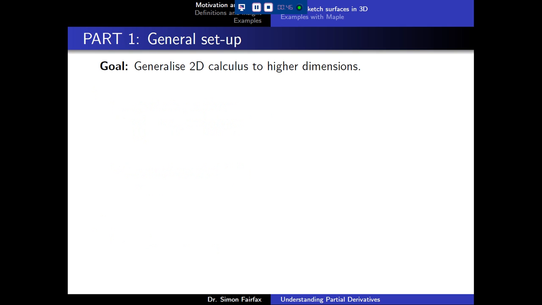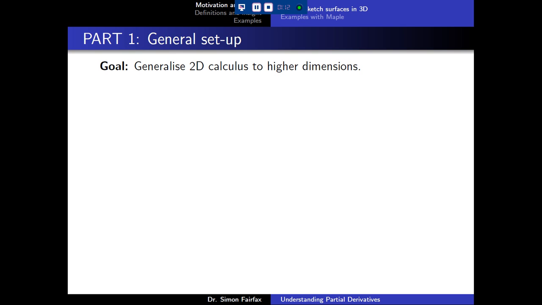Okay, so part 1, the general setup. So here's the goal. We want to generalize 2D calculus to higher dimensions. So in 2D calculus, we have an independent variable x and some function. We put x into the function, we get some y, and we plot them in the xy plane, we get some curves. So what's next?